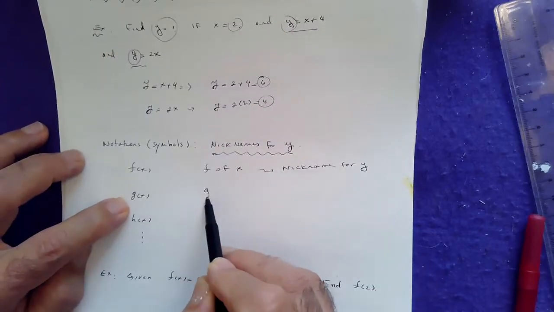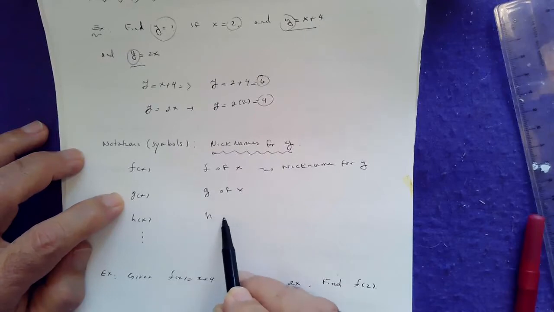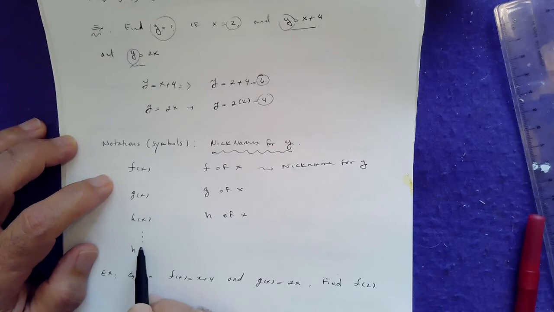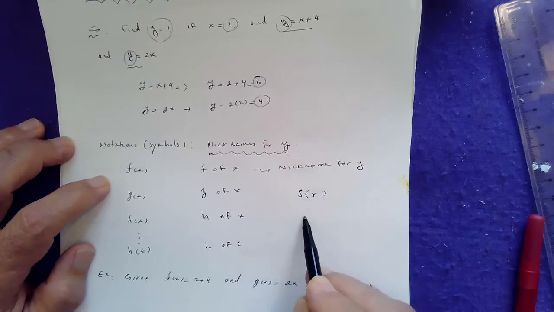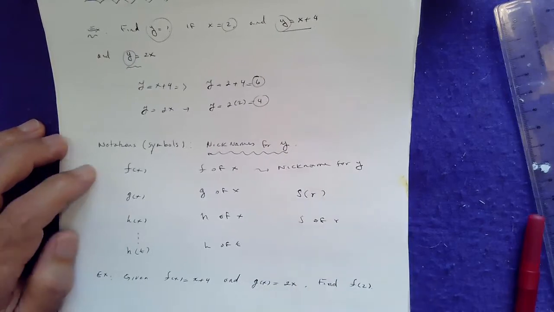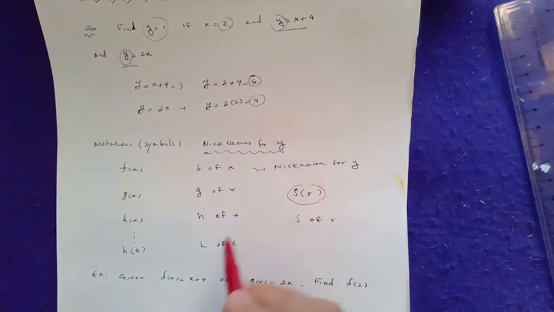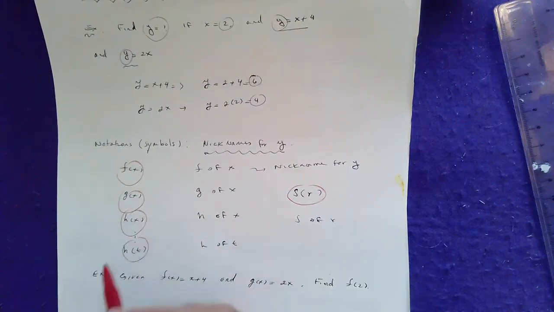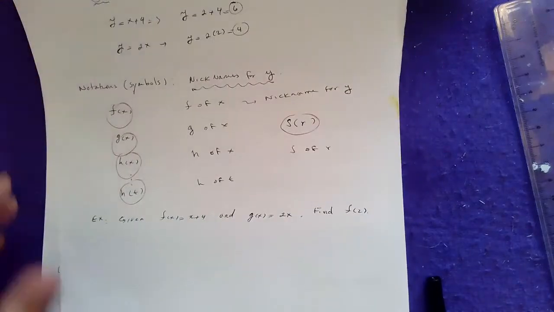This one you read as g of x. You read this as h of x. You read this as h of t. You read this guy as s of r, and so on and so forth. So all of these are nicknames for y, so you can choose any of those depending on the content of the problem.